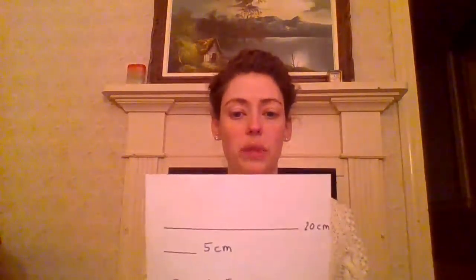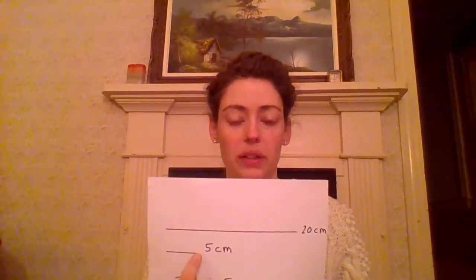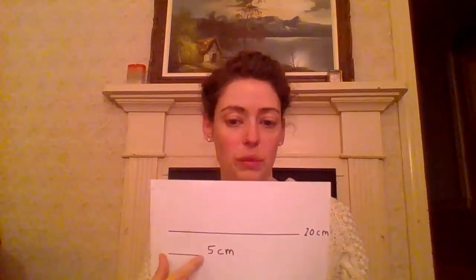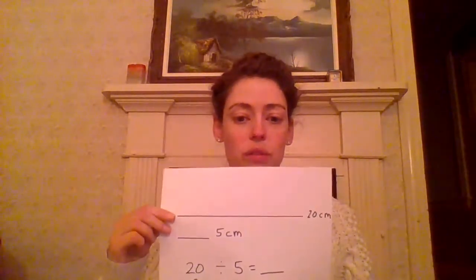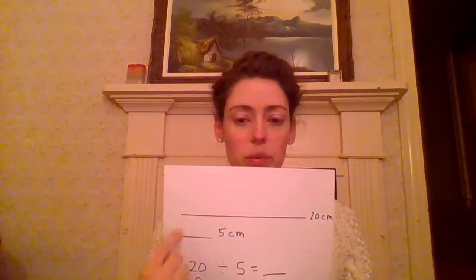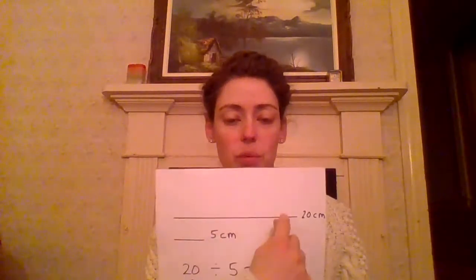Okay, so let's look at this. Let's just imagine we have this piece of string that's 20 centimeters long, and then you have a 5 centimeter piece of string. How many times bigger is the 20 centimeter piece of string than the 5 centimeter? How many times could we fit this into 20 centimeters? Well, of course we'll just divide. So 20 divided by 5 is going to equal 4. So we could fit 4 of those pieces.